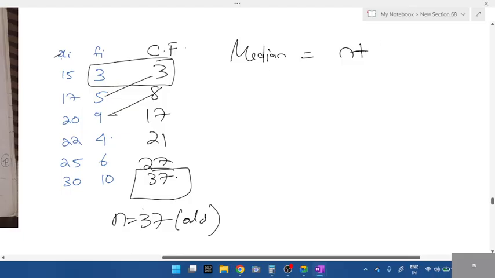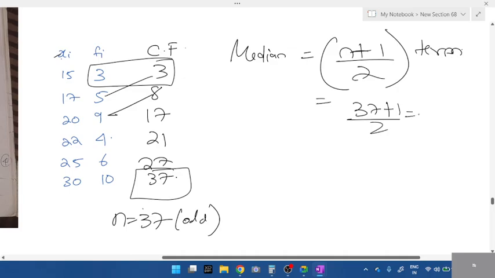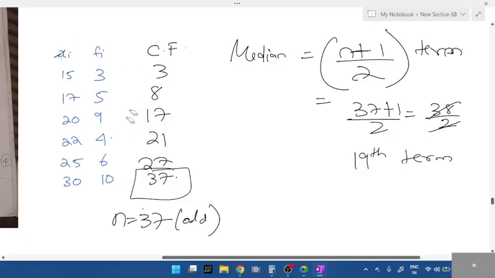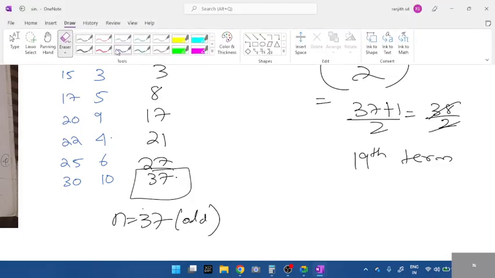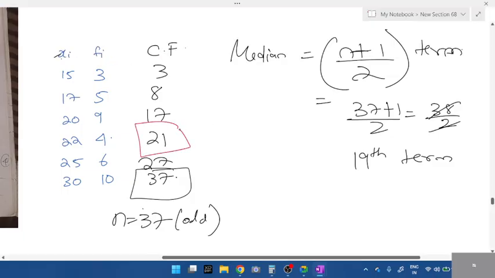Okay, write median, meaning n plus 1 divided by 2 term. Remember this. I think you'll have made a mistake. Or did you write 37 plus 1 divided by 2? What is 37 plus 1? 19 is not the answer. 19th term. Do we have 19 here? Do we have 19? We forgot to do that. 21, 22. You have to take this corresponding xi value, right? Median is equal to 22.